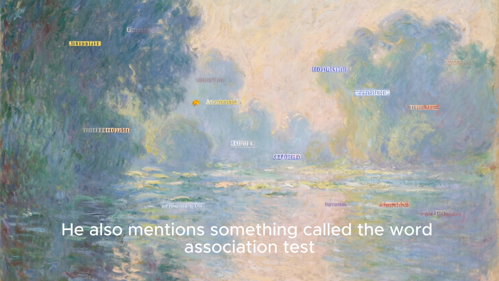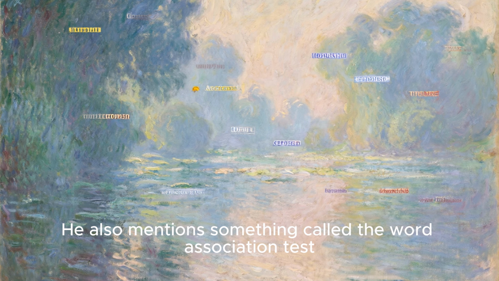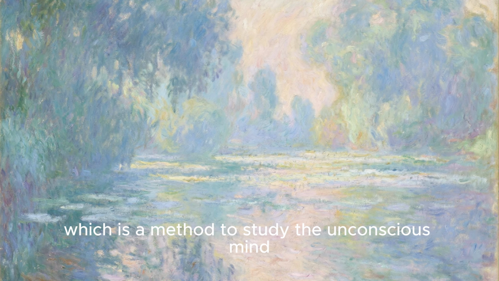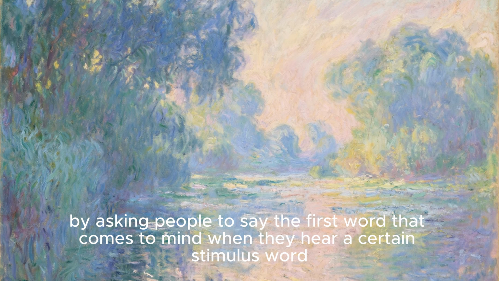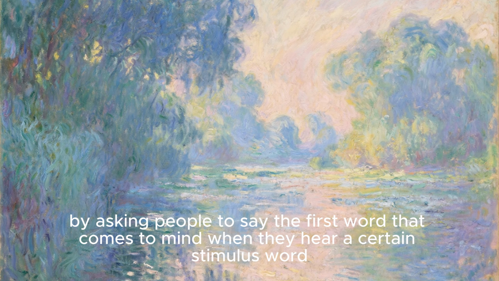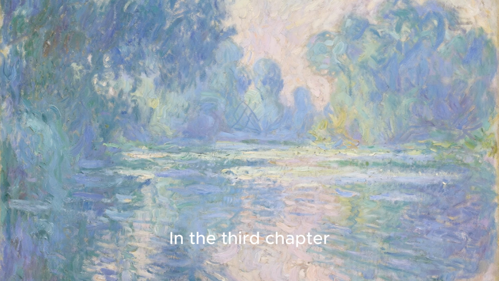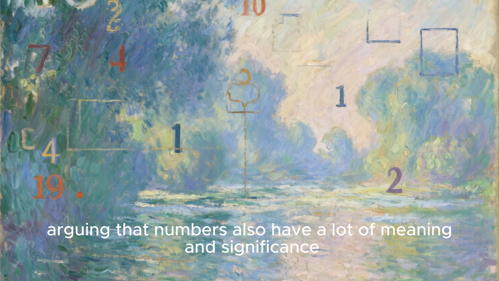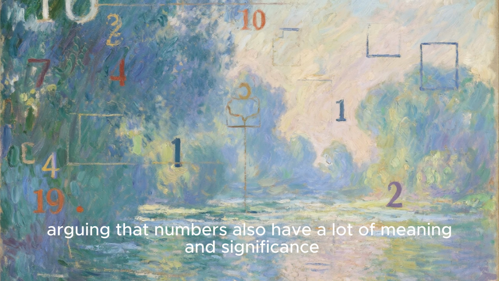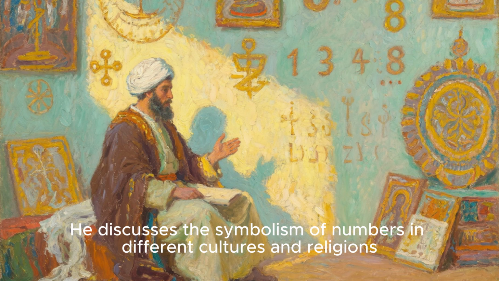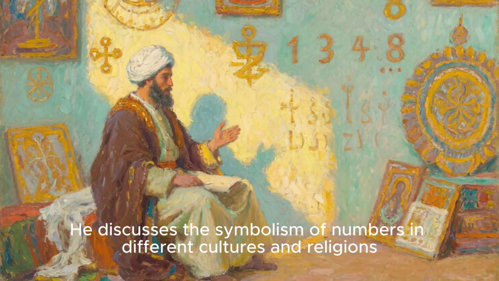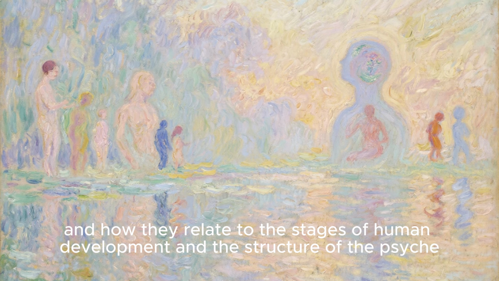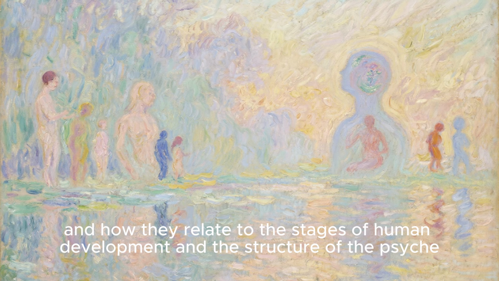He also mentions something called the word association test, which is a method to study the unconscious mind by asking people to say the first word that comes to mind when they hear a certain stimulus word. In the third chapter, Jung focuses on the psychology of the number, arguing that numbers also have a lot of meaning and significance. He discusses the symbolism of numbers in different cultures and religions, and how they relate to the stages of human development and the structure of the psyche.